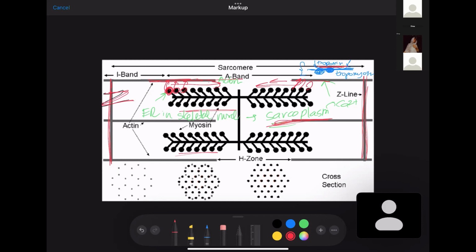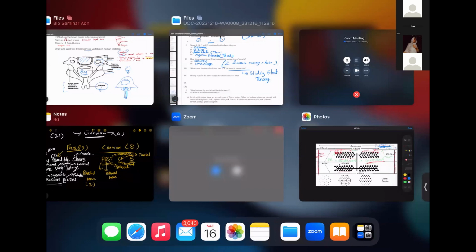Okay, then finally, explain the nerve supply for skeletal muscle fiber. You know skeletal muscles are under your voluntary control, right? Everything under voluntary control is the somatic nervous system. If it is not under your voluntary control, it is the autonomic nervous system. That's what we want you to know. If you want, you can take a screenshot of this, and my section is over.